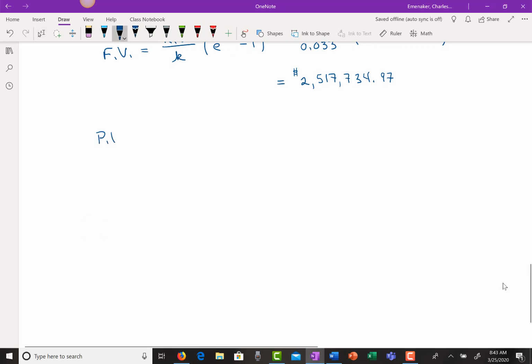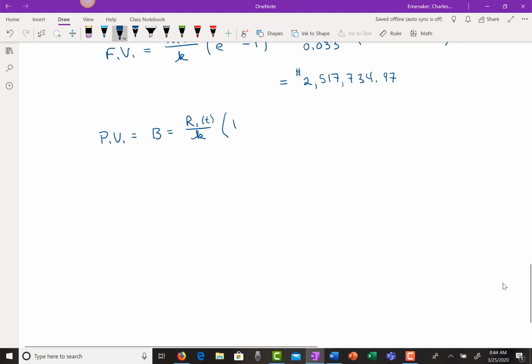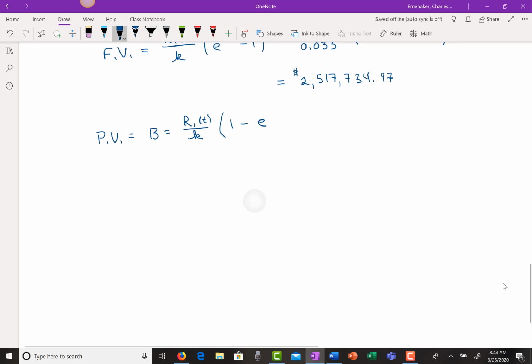Second thing we want to do is compute the present value. With the present value, this is going to be how much money the franchise fee is going to cost you today. For the present value, if we want to determine what the balance is, well, that's going to be the income stream divided by K. And recall, that's the formula we just recently, in today's video, came up with. It's going to be this formula.